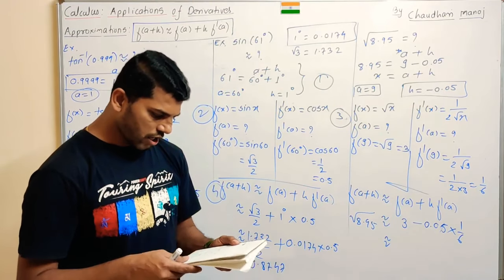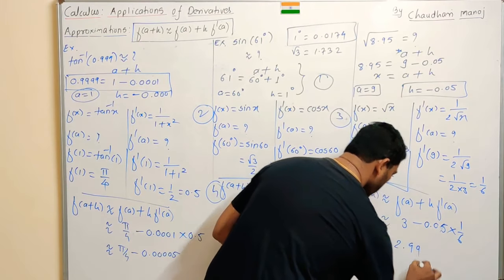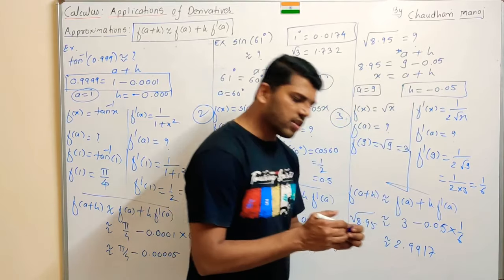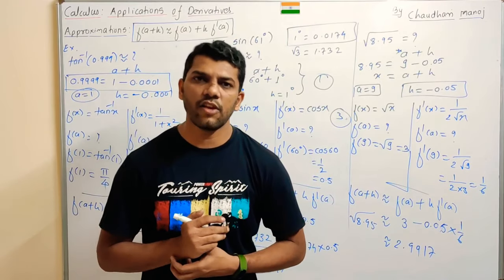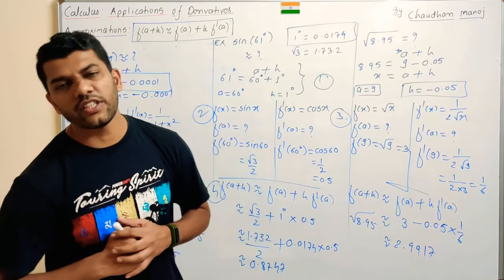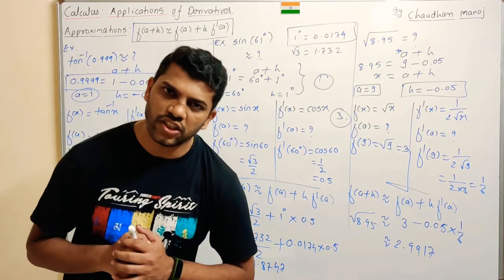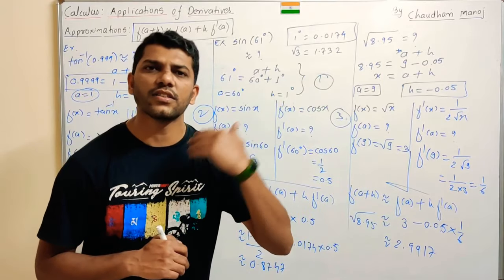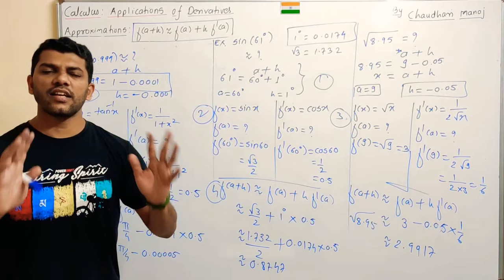So I hope you are ready with your answer. Please cross check it with 2.9917. Okay, so if you observe this entire application of this derivative called approximation technique, I am constantly changing the different types of functions like exponential, logarithmic, trigonometric, inverse, algebraic, anything. So don't worry friends, the process never changes.